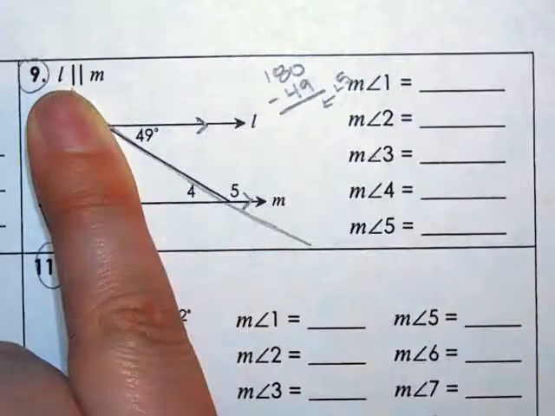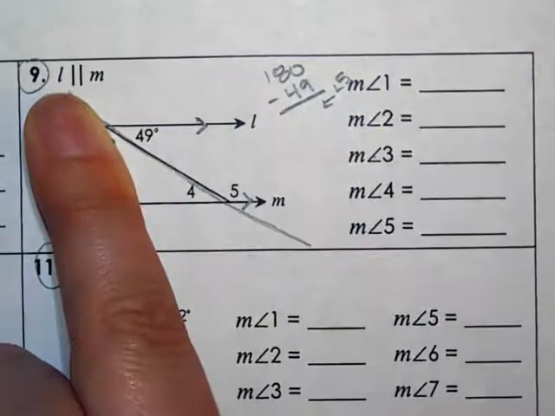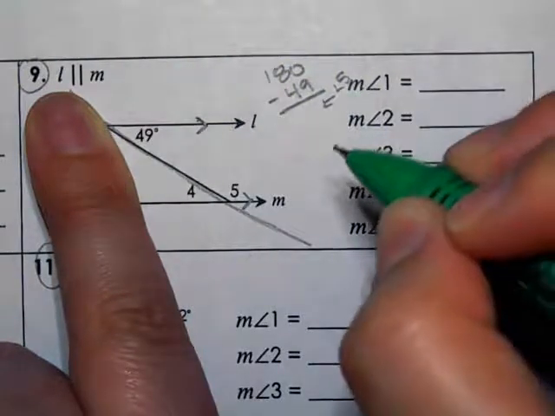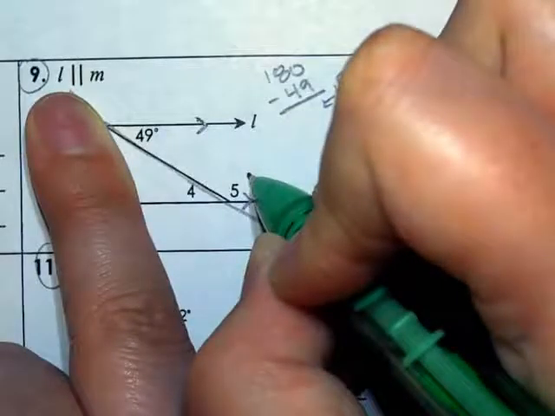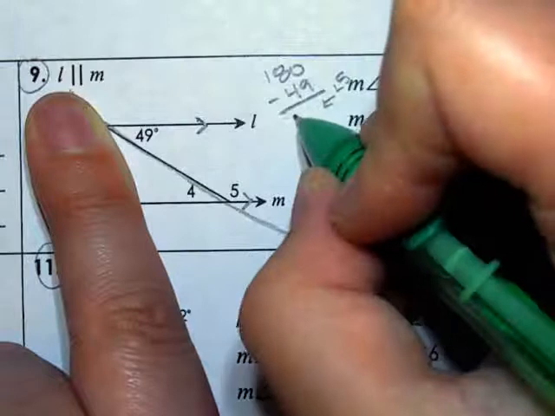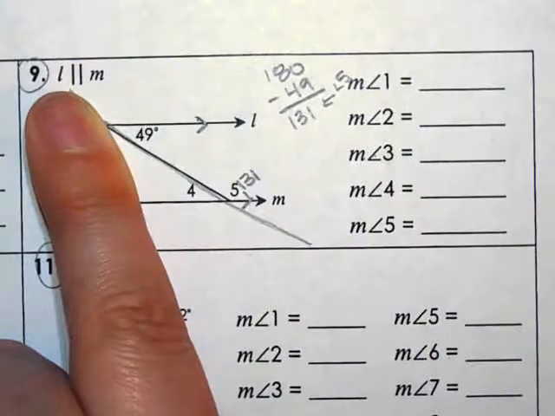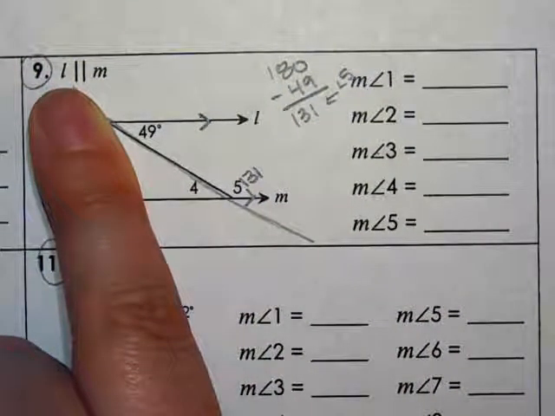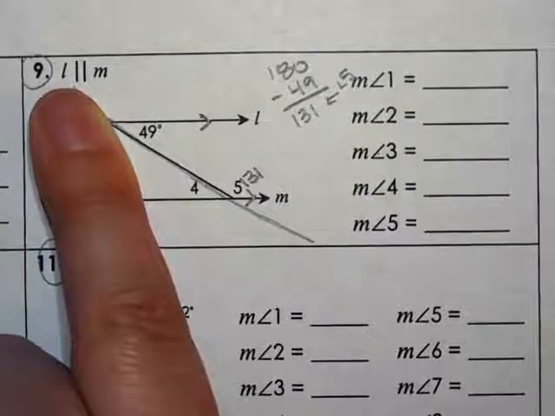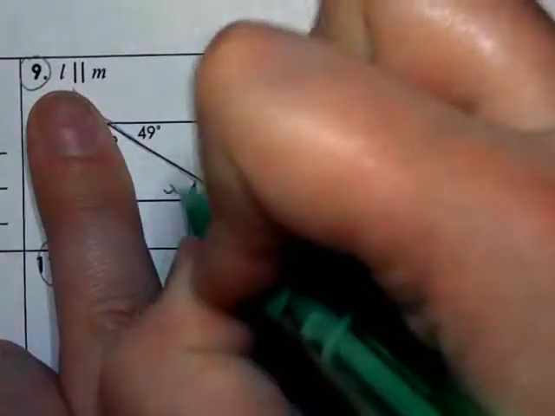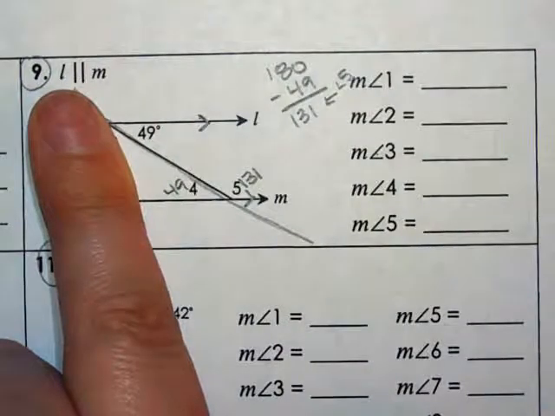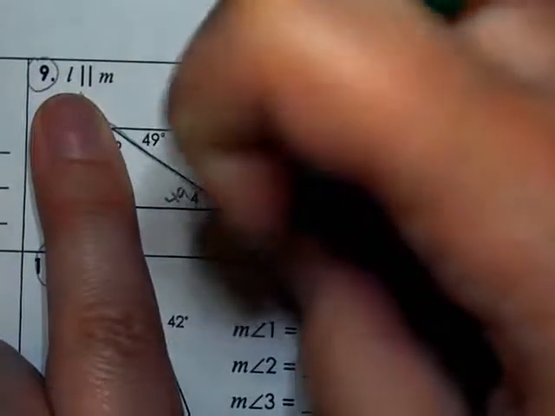Okay, so 180 minus 49 is, what is it? 131? Okay, is there a relationship between angle 4 and 49? What is it? Alternate interior, and they are the same. Okay. So we got those two. Now I'm going to go ahead and erase my transversal so it doesn't confuse me. Let's go ahead and do the same thing with the other transversal.